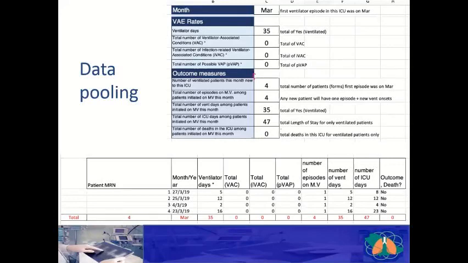Now this is a summary for all of the data for all of the patients. It was created by Excel. You can do it manually or you can do it in Excel. We will share this presentation.